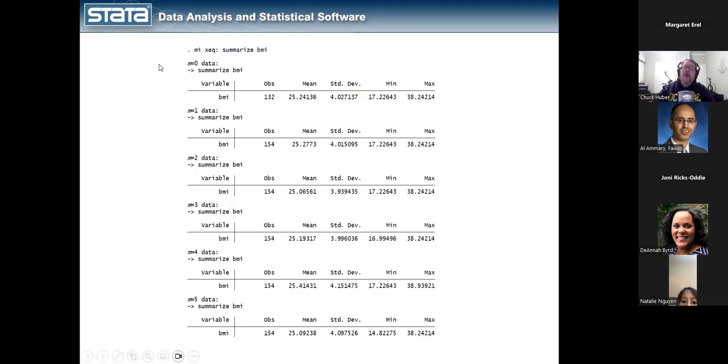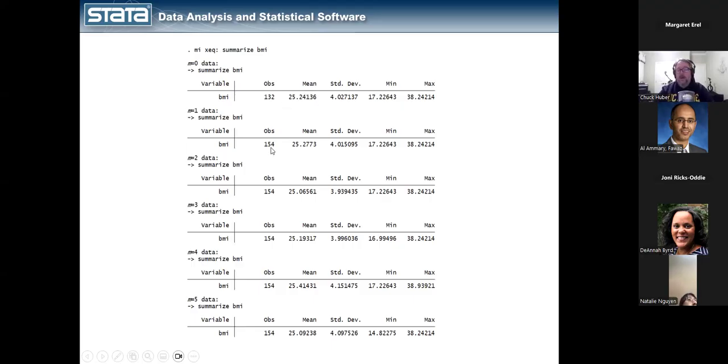Okay. Now, something that's generally good practice to do is to go through and summarize the data for each of the data sets individually. So remember, m equals 0, that's the original data. Little m equals 1, that's the first imputed data set. Little m equals 2, that's the second imputed data set. So I can do this by typing mi xeq, or by equation, colon, summarize BMI. And what I can do then is just glance down the data to see, do they look relatively similar to the original data?